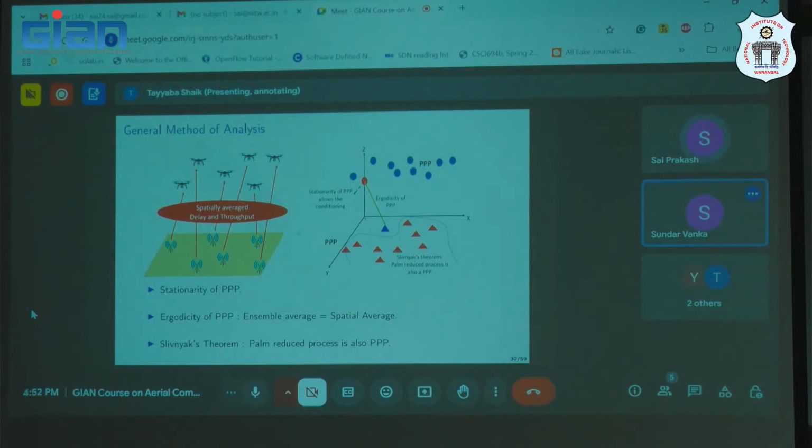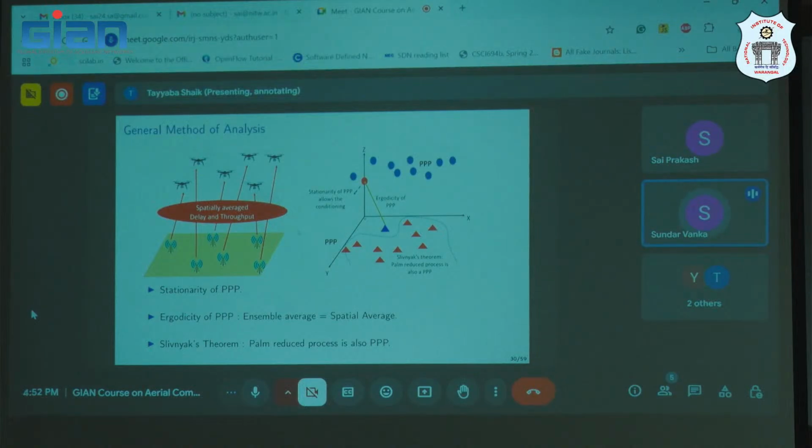It is a bounded problem. If it is a bounded problem, it's not actually bounded. It is more to do with conditioning. So what we are saying is, condition that the process has put a point in this area. What is the distribution of point patterns in some other part of space? Okay. So condition that there is a base station.